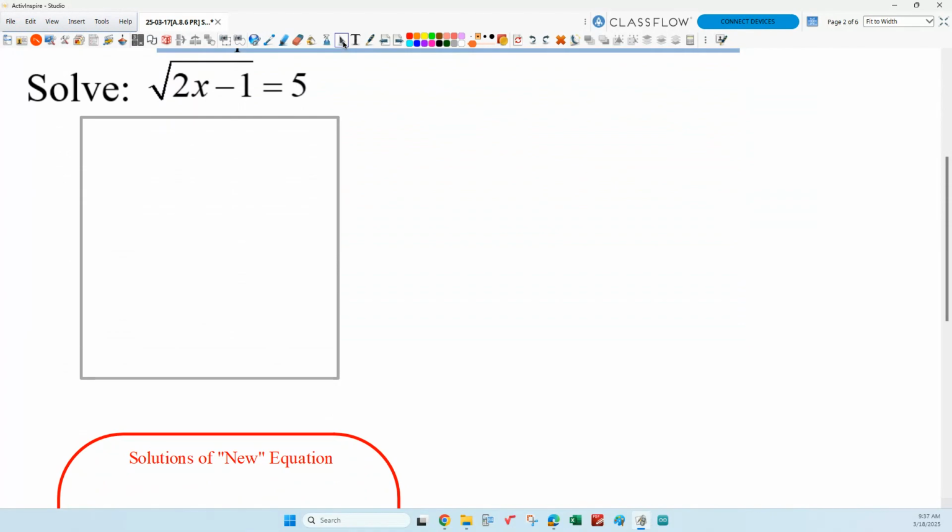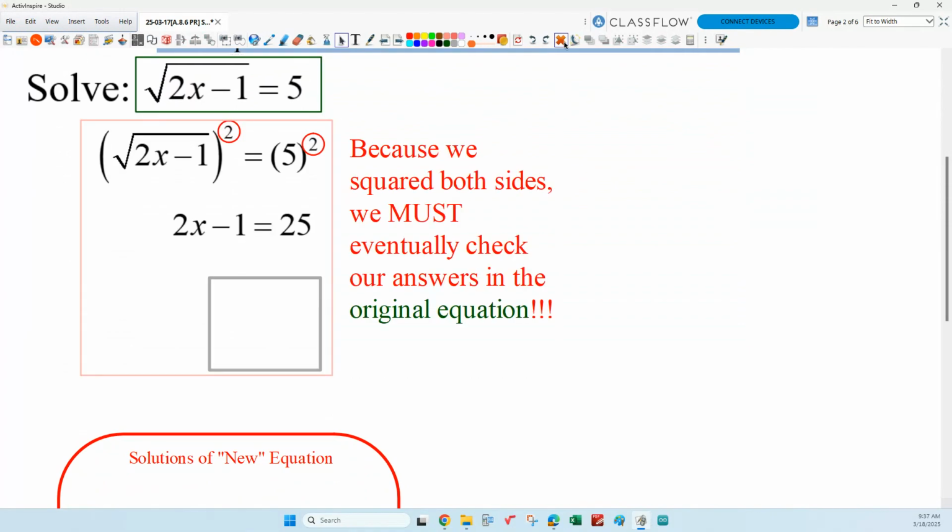Then you want to square them. Square both sides. If I square both sides, squaring undoes the square root, so I just get 2x minus 1 on the left. On the right, 5 squared is 25. What are the last two steps here? Then you just want to make it 0.